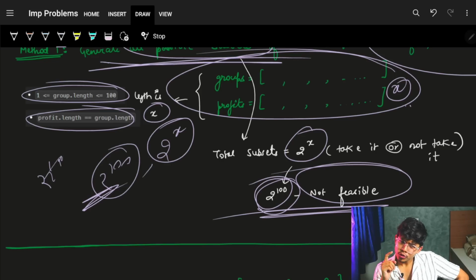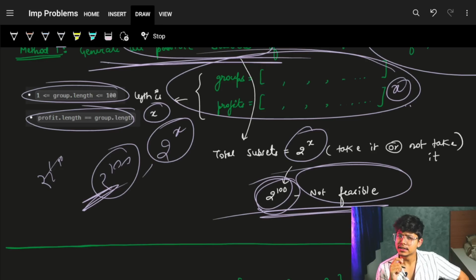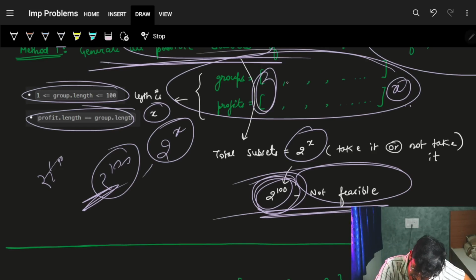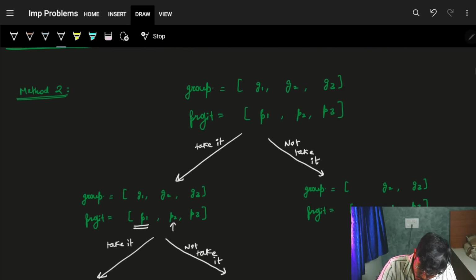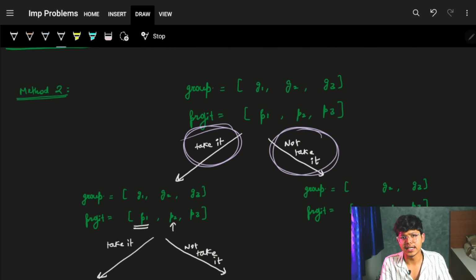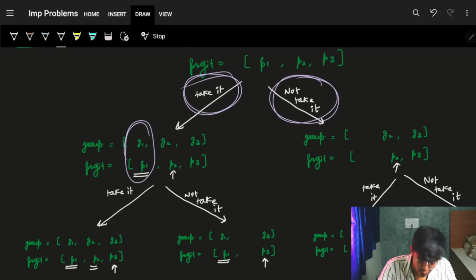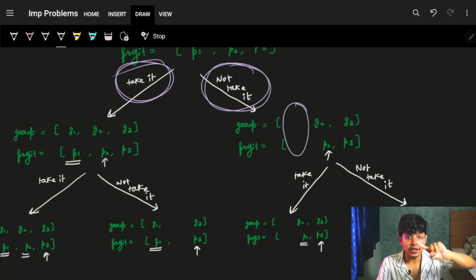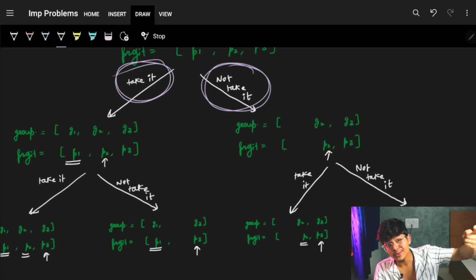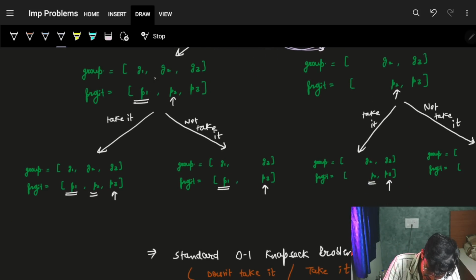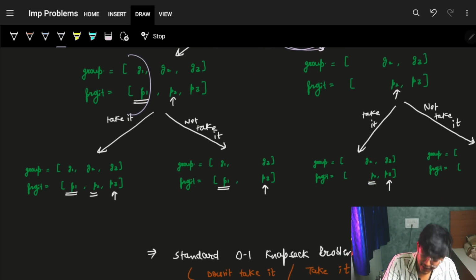But did you hear what I said? How do we generate these subsets? For every crime, we have 2 options: to grab that, which means to execute that crime, or to not execute that crime. Let's say I execute this crime, so it's done. In the other case, I do not execute this crime, so it is not included, which means the profit will not be included and the group members will not be included.